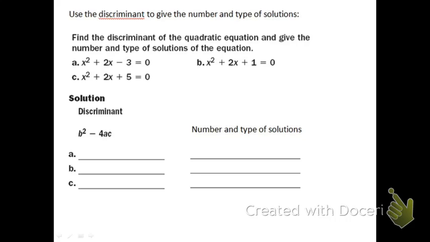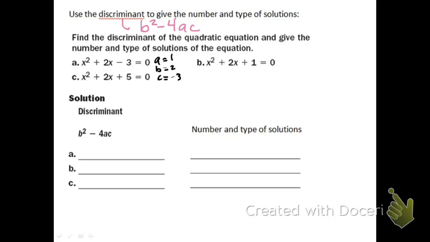In this example, we're going to use the discriminant, which is that b squared minus 4ac, and let's go back to black. I'm not super fun right now. So the discriminant is b squared minus 4ac, and we're going to use that to give the number and types of solutions for each equation. For part A, I have x squared plus 2x minus 3, my a value 1, my b value 2, my c value negative 3.